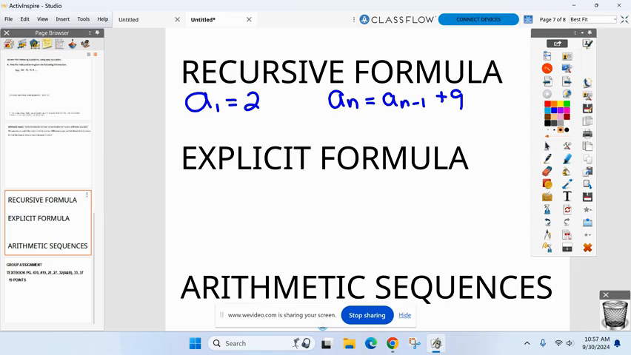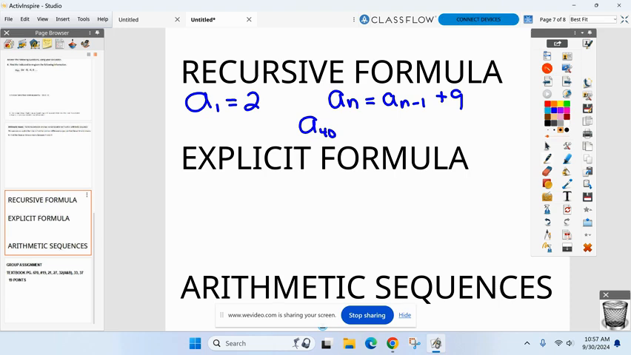Now, this formula is not great. What if I was looking for the 40th term here? Plug it in? No. I do not plug in 40 here. You have to find what? The 39th. 1 through 39. Yeah. All right, and that's a pain.